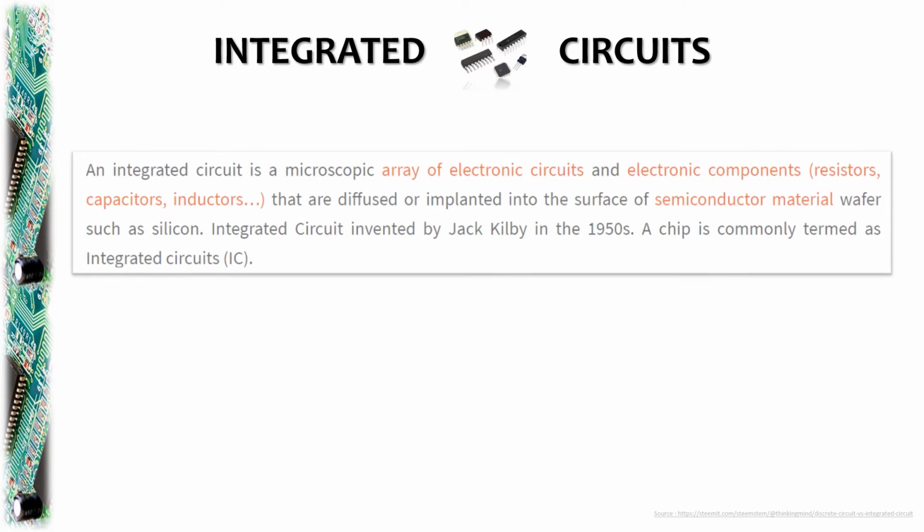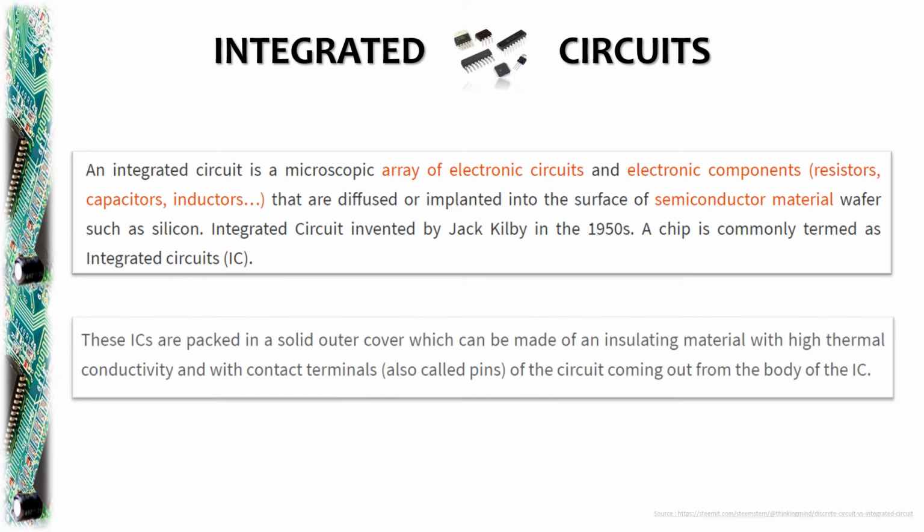Okay, so if we are asked to define an IC, how can we define it? We can say that an IC is a microscopic array of electronic circuits and electronic components that are diffused or implanted into the surface of a semiconductor material wafer, such as silicon, right? An IC was invented by Jack Kilby in the 1950s, and a chip is commonly termed an IC. This is a basic definition of an IC. Also, you can find the name of the inventor in this definition.